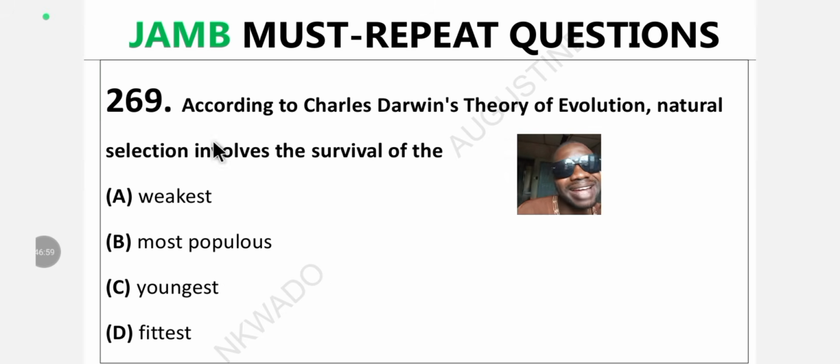JAMB must-repeat question 269. According to Charles Darwin's theory of evolution, natural selection involves the survival of the what? A, weakest. B, most populous. C, youngest. D, fittest. I think you look so healthy and strong at this your age. Drop the answer in the comment section, my scholar. This is a free mark now. What do you wait for?